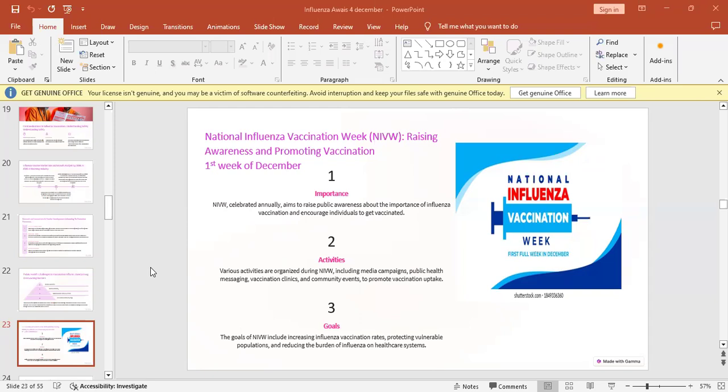Various activities are organized during National Influenza Vaccination Week, including media campaigns, public health messaging, vaccination clinics, and community events to promote vaccination uptake. The goals of National Influenza Vaccination Week include increasing influenza vaccine rates, protecting vulnerable populations, and reducing the burden of influenza on healthcare systems.